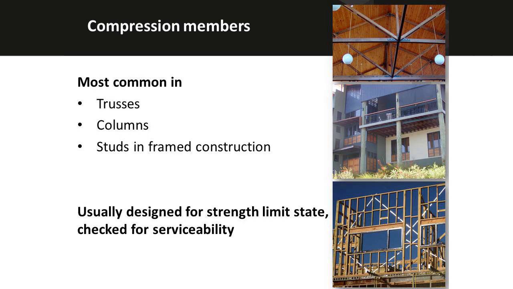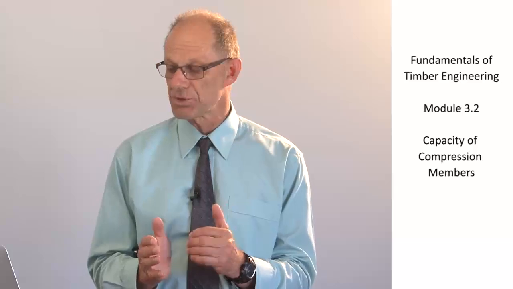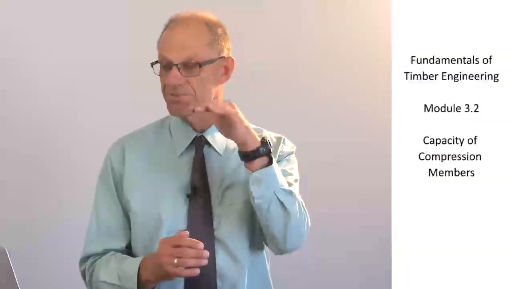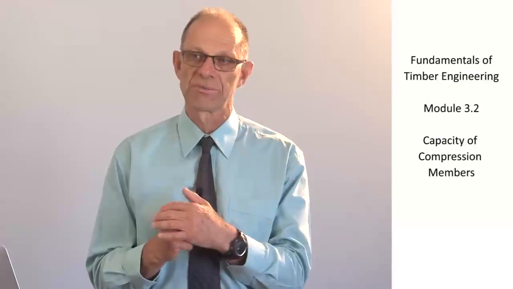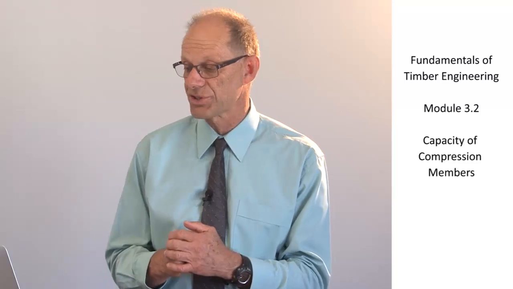Compression members can be found in a lot more places than tension members. They're most common in trusses, but they can also be found in columns and studs in wall frames. So in a wall frame, a stud transmits wind loads through bending actions, but they also transmit the weight force of all of the elements that sit on top of the actual wall, and they do that in compression.